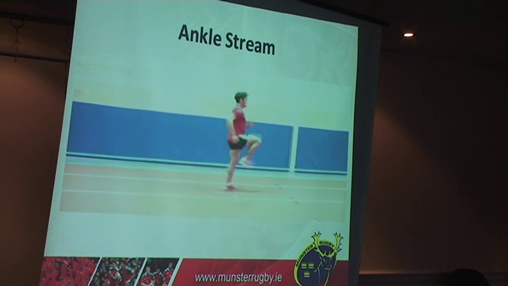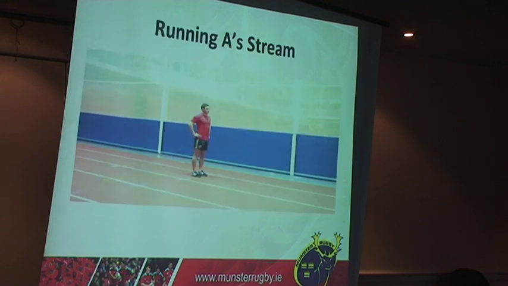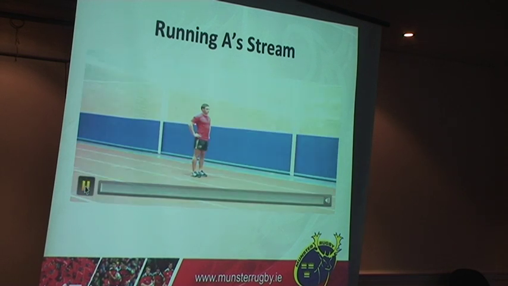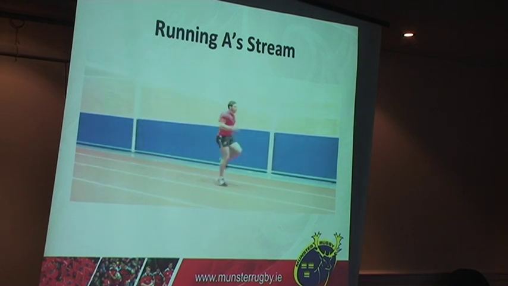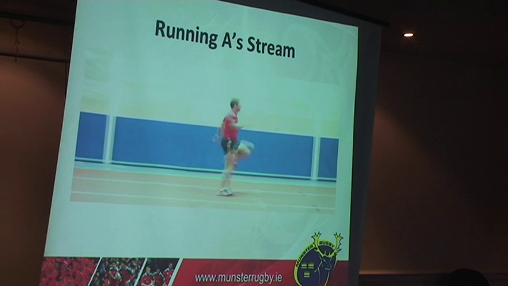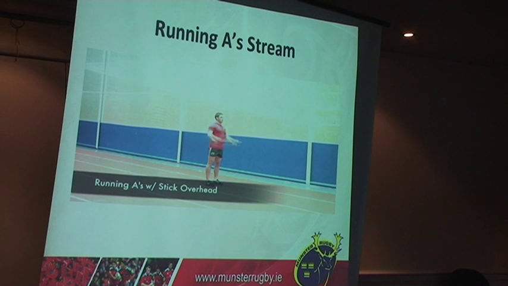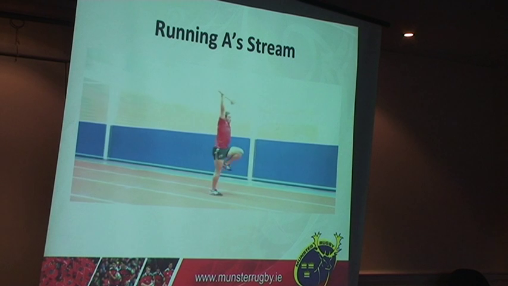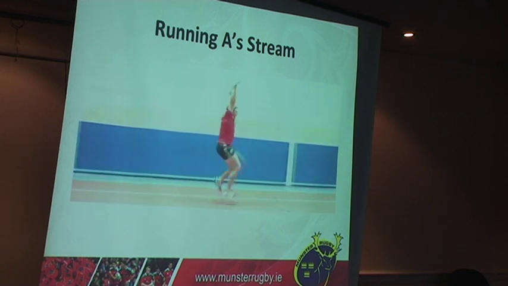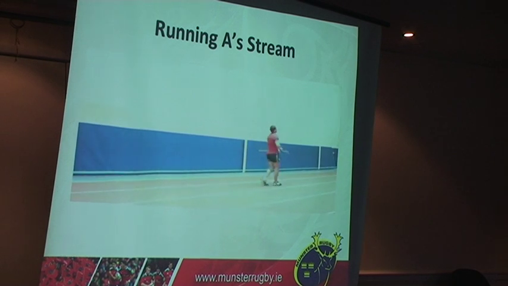And finally the 2-1-2s. That's the ankle stream. The last stream, and the end stage stream, are the running A's. Again, you can see that the movement has speeded up here, and it's more specific to actually high-end running. Stick overhead, hands overhead, they're advanced progressions. Locking in the posture, looking for tall hips throughout the running cycle all the time.